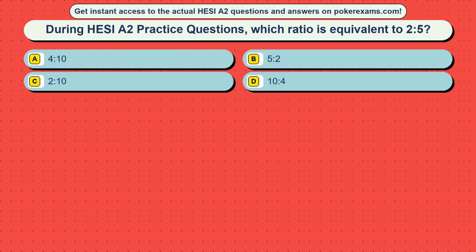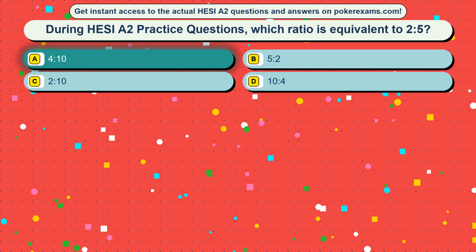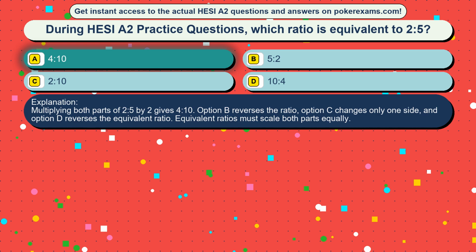Question 41. During HESI A2 practice questions, which ratio is equivalent to 2:5? Option A 4:10, option B 5:2, option C 2:10, option D 10:4. The correct answer is option A, 4:10. Multiplying both parts of 2:5 by 2 gives 4:10. Option B reverses the ratio, option C changes only one side, and option D reverses the equivalent ratio. Equivalent ratios must scale both parts equally.